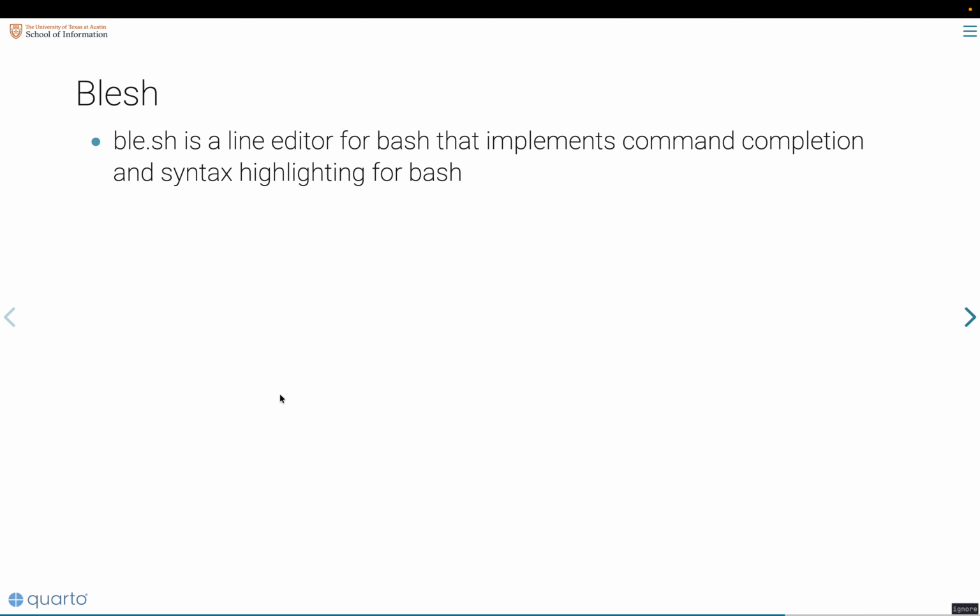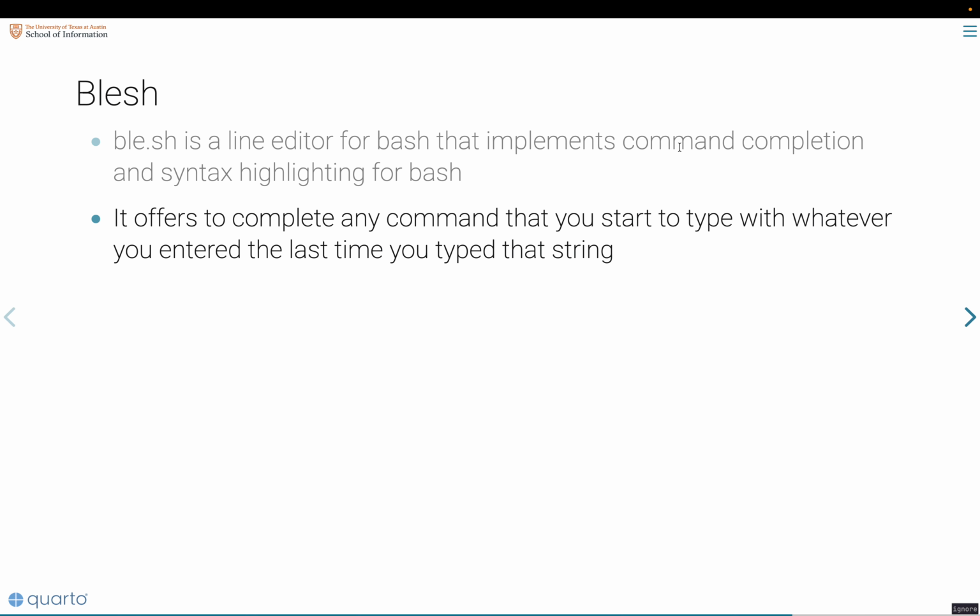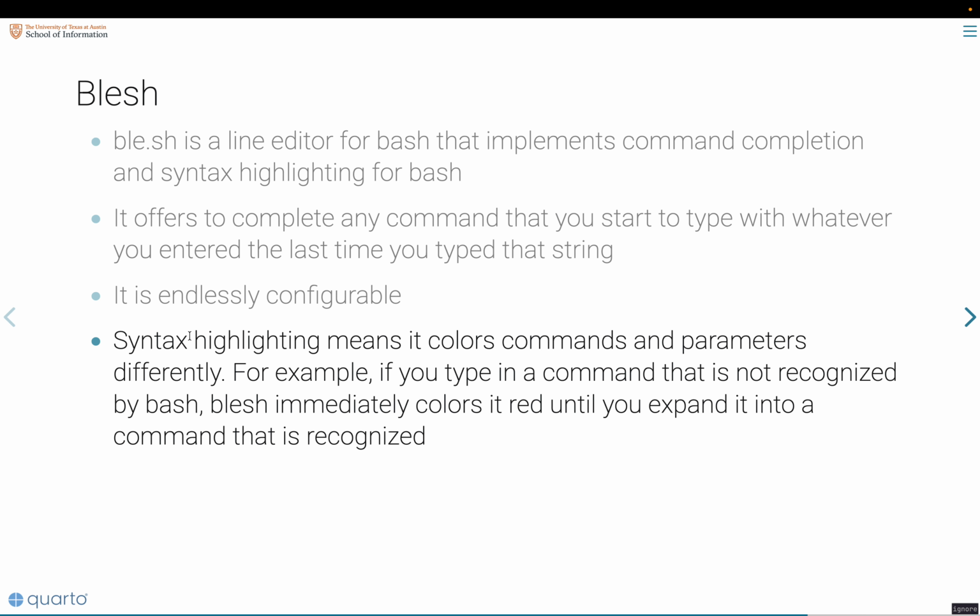Blesh is a line editor for Bash that implements command completion and syntax highlighting. When I type in a command, it'll complete any command that you start to type with whatever you entered last time, and it's very configurable. It has syntax highlighting, which means it colors the commands and parameters differently. If you type in a command that's not recognized by bash, in other words, if you make a typo, bash immediately colors it red until you expand it into a command that is recognized. So that helps me avoid typos.